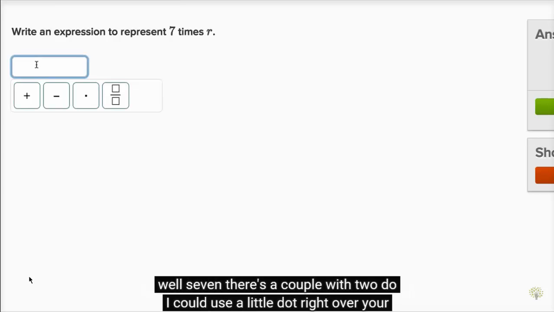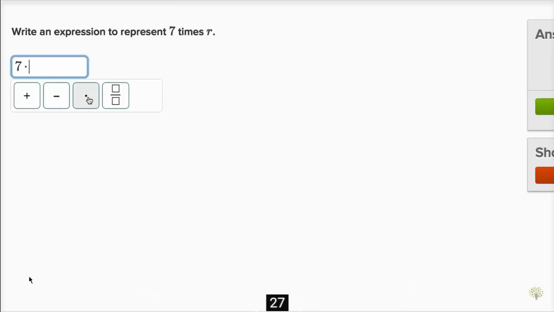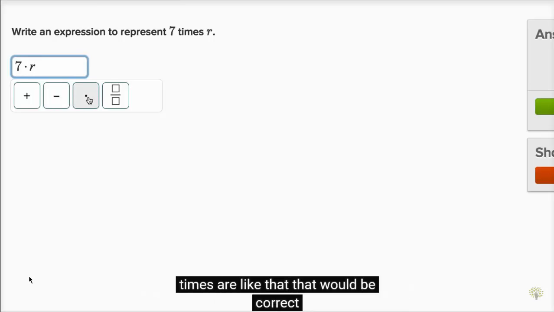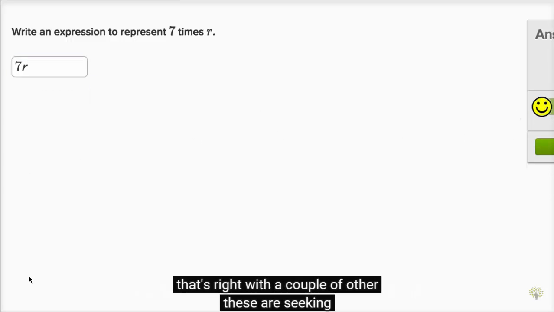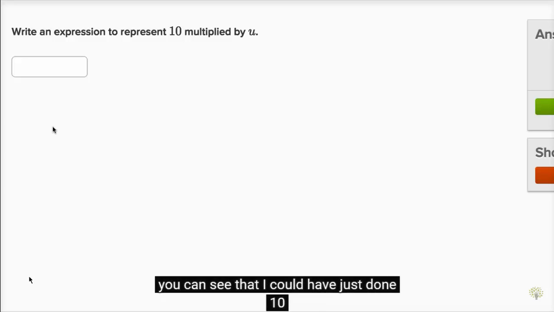Write an expression to represent 7 times r. Well, there's a couple ways I could do it. I could use this little dot right over here. I could do 7 times r like that. That would be correct. I could literally just write 7r. If I just wrote 7r, that would also count. Let me check my answer. That's right.